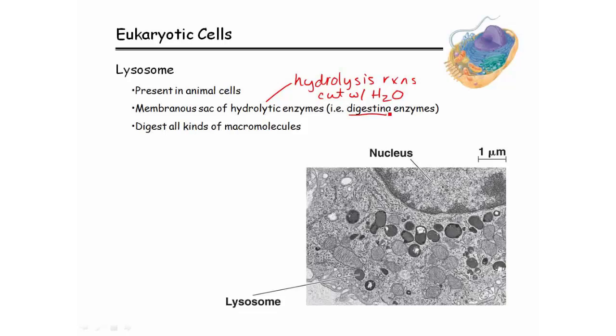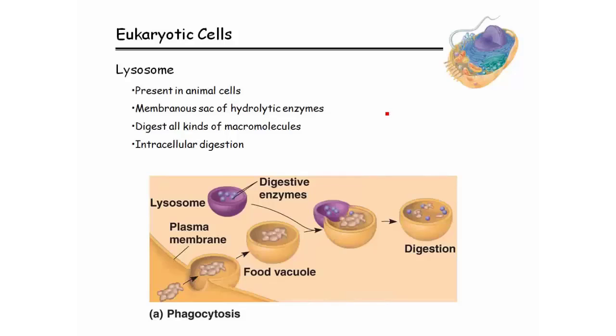Enzymes that are going to take large macromolecules, such as a polysaccharide, and digest those linkages so that we get the individual monosaccharides out of it. Or we could take a protein and we could digest the peptide bonds that make it up. So these are going to digest all different types of macromolecules depending on what's available to the cell. Now, this can be for a couple different purposes.